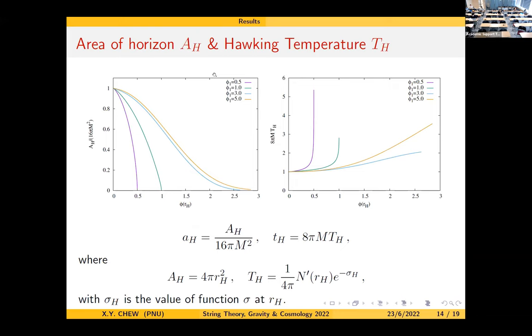Like I mentioned before, I will show the results for the area of the horizon and the Hawking temperature. In this case, I will fix several values of the global minimum of the potential, phi 1 equal to 0.5, 1.0, 3.0, and then 5.0. I will use a slightly different definition for the area of the horizon. Here, I will use the small letter a with suffix H, and the small letter t with suffix H, because these are the reduced area of the horizon and the reduced Hawking temperature. I define them this way so that they can be compared to the known solution.